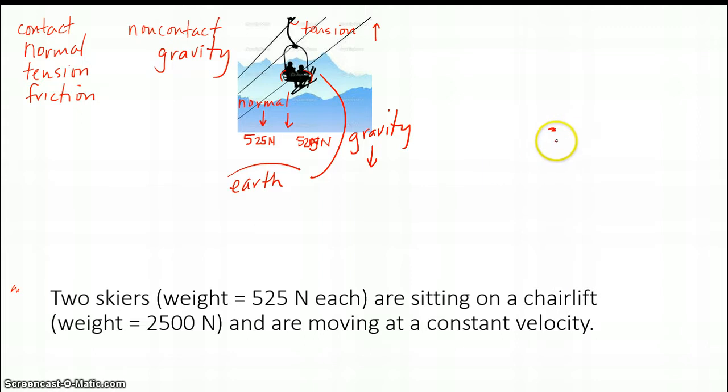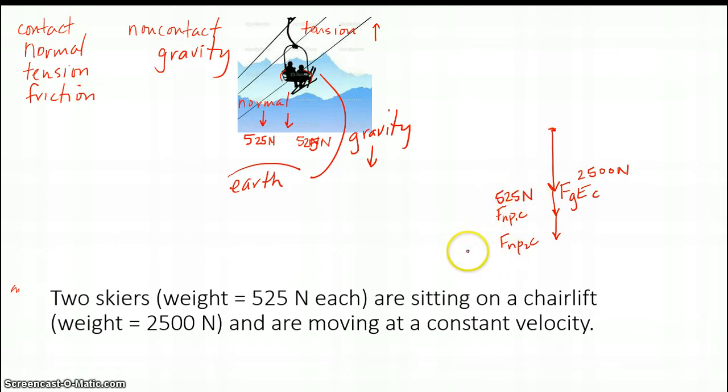All right, so let's do gravity. Gravity is between, so that's the force of gravity between the Earth and the chairlift. And that has 2,500 newtons of force. I also noticed, as I said, that we have two normal forces pointing downward. Yes, you do need to show both of those vectors. This is a normal force from a person, we'll call him person 1, on the chairlift, another normal force from person 2 on the chairlift. Each of those people is applying 525 newtons of force. I'll write that over here.